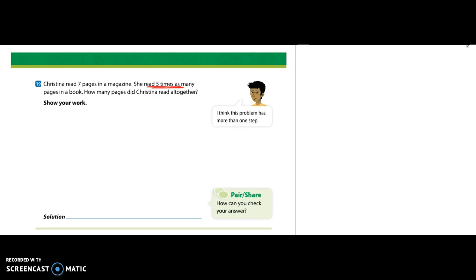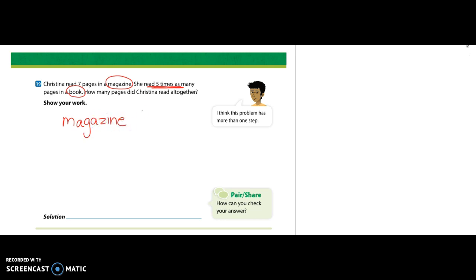Let's see. Well, there's only one person in the problem, so we're not comparing one person to another person. But I do notice that she's reading something in a magazine and something in a book. Is that my comparison? She read 5 times as many pages in her book as in her magazine. Yes, she's comparing magazines and books. So the pages in a magazine and the pages in a book. So we'll just make a model here to help us with our thinking.